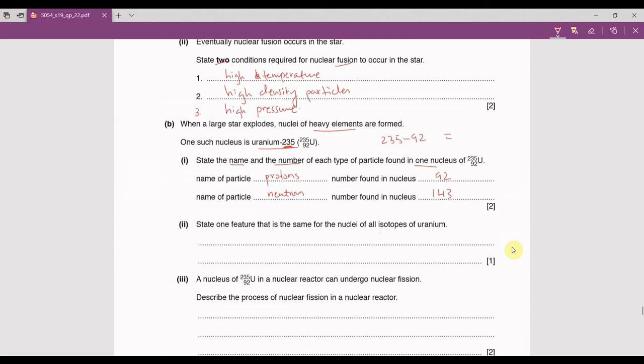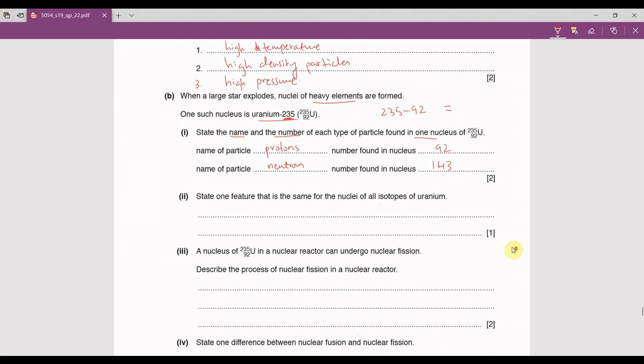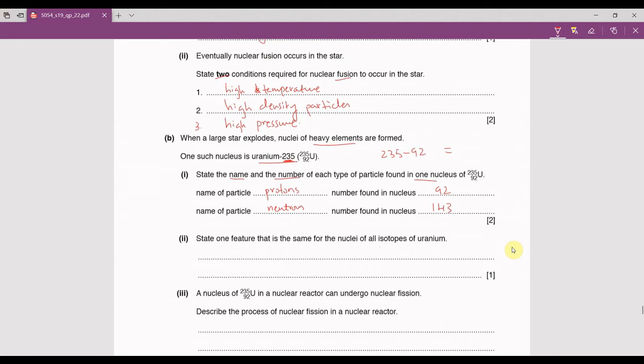State one feature that is the same for all nuclei of the isotopes of uranium. Now isotopes by definition are basically nuclei of the same element. So same element means that they have the same number of protons. Their number of neutrons are different. So one feature that is the same is the number of protons.